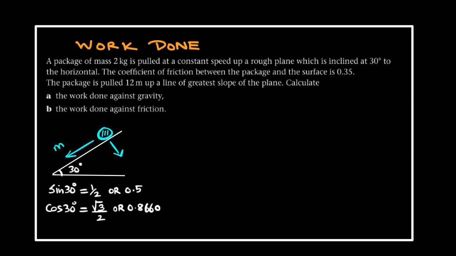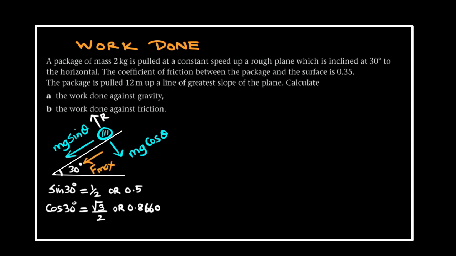One along the plane is mg sine theta. The other one perpendicular to the plane is mg cosine theta. Let's also label R, which is the normal reaction force, and let's read the question. A package of mass 2 kg is pulled at a constant speed up a rough plane. So therefore, F max is also acting down, that is this way.